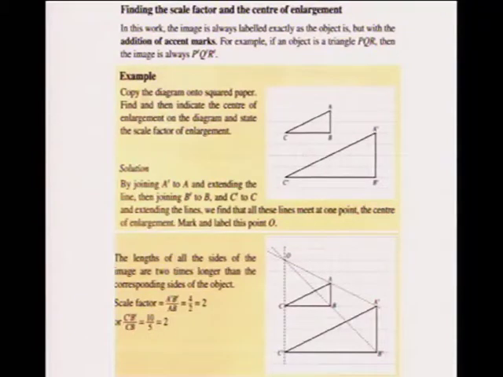For example, in this case, we have a triangle ABC and a bigger one. How to find the scale factor and the center of enlargement? We draw lines from A to the next A, and from B to the next B, and C to C. And where all the 3 points are meeting, this is the center of enlargement. And then we can always work out the scale factor. In this case, it is 4 divided by 2, so the scale factor is 2. If it's a smaller picture, it will be -2.